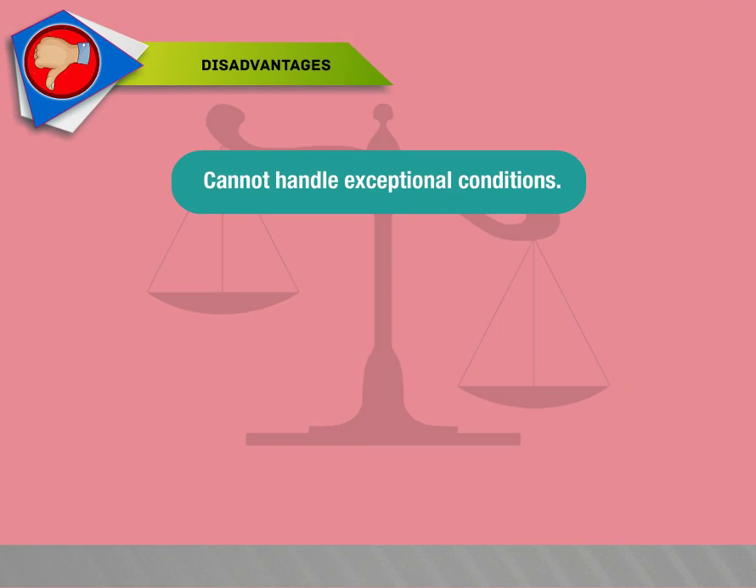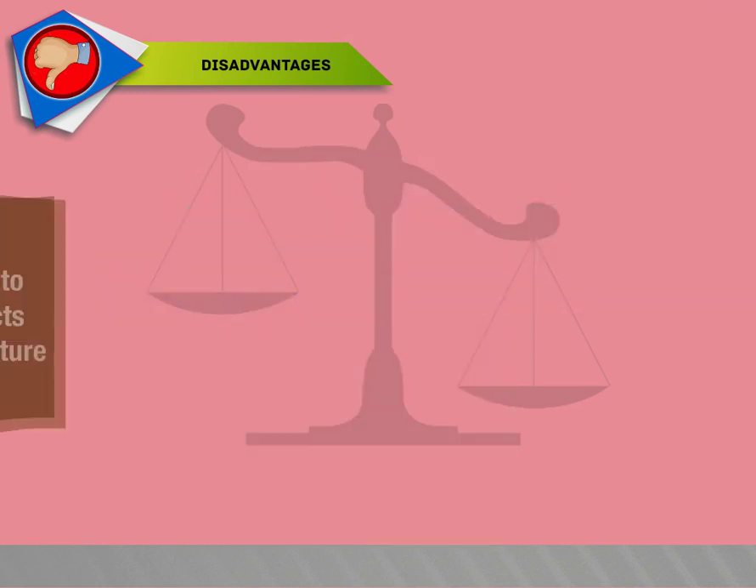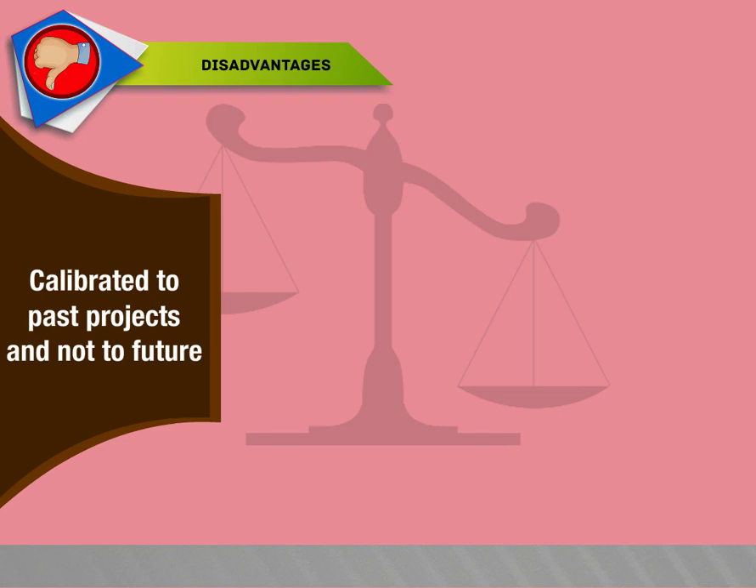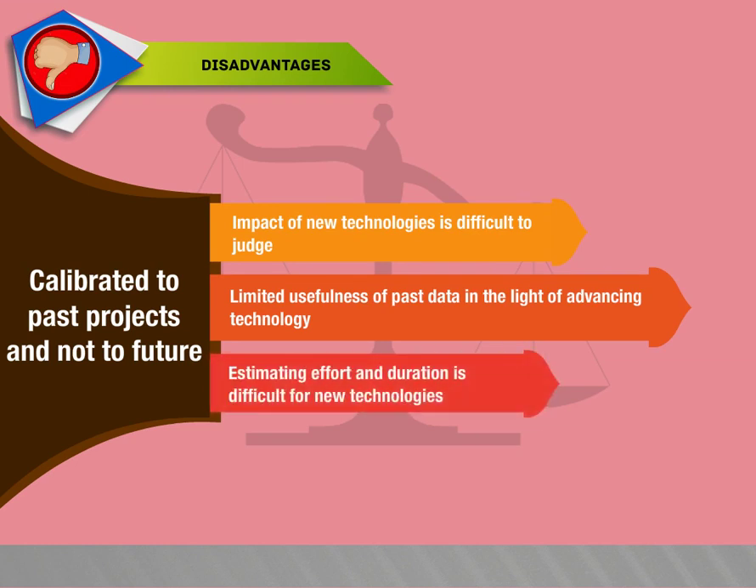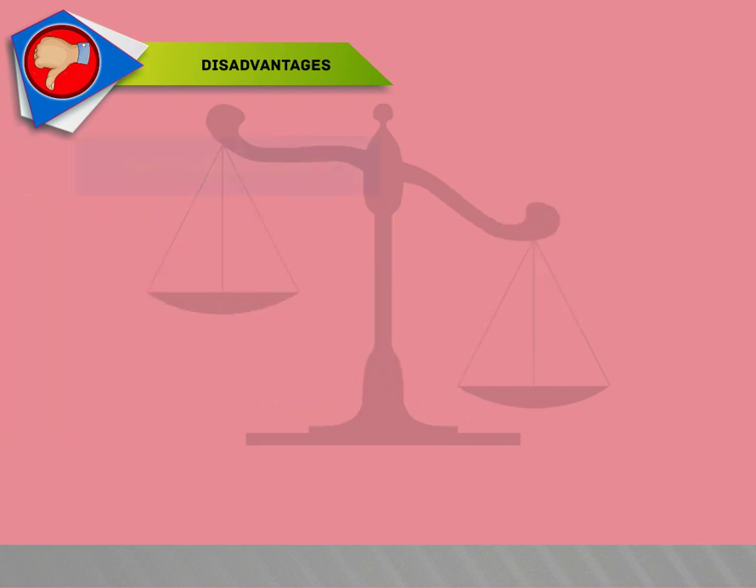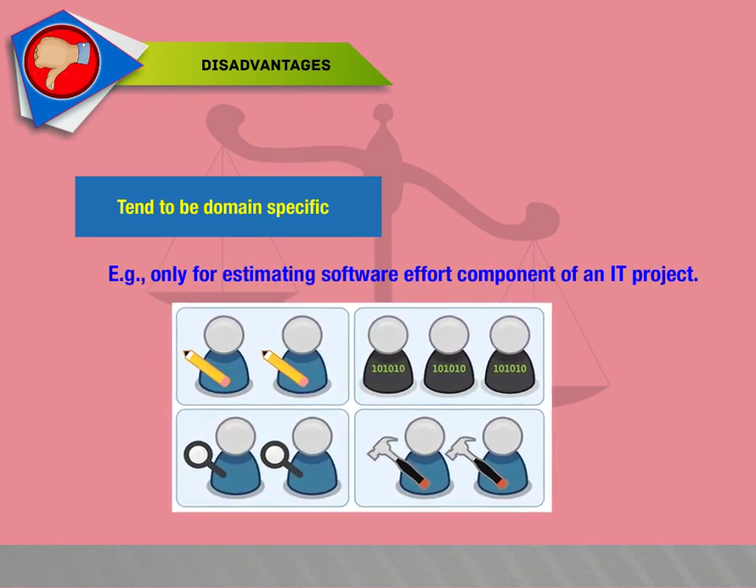Cannot handle exceptional conditions. For example, takeover of an incomplete project with no prior records. Calibrated to past projects and not to future. Impact of new technologies is difficult to judge. Limited usefulness of past data in the light of advancing technology. Estimating effort and duration is difficult for new technologies. Tend to be domain specific. For example, only for estimating the software effort component of an IT project.